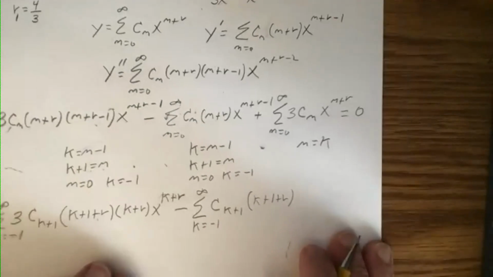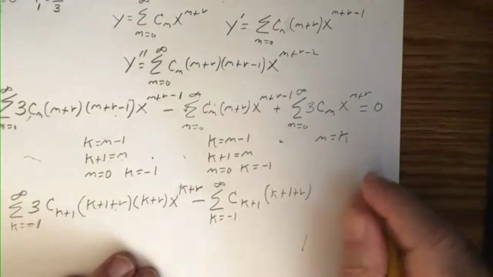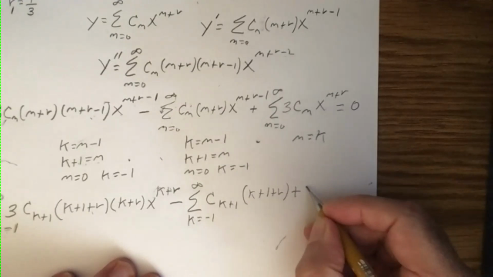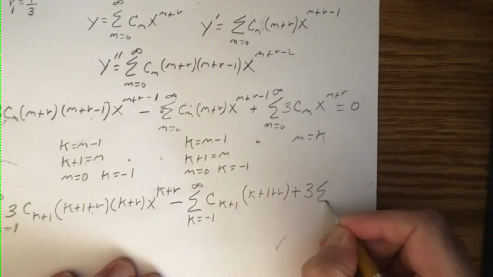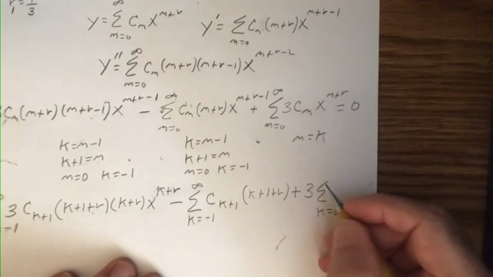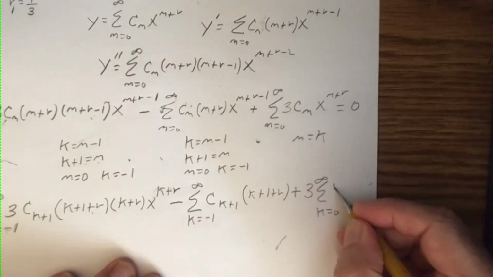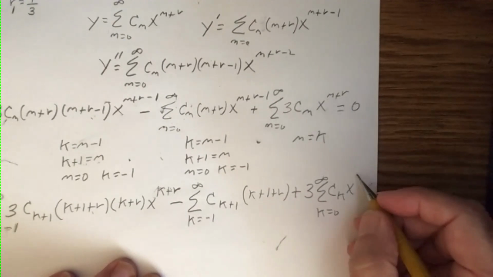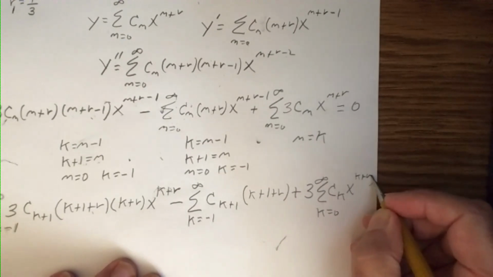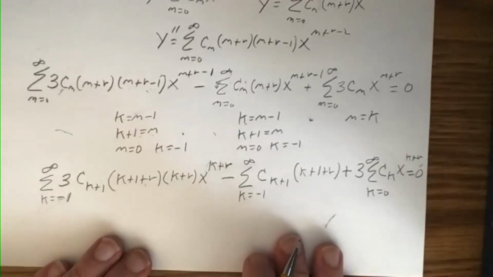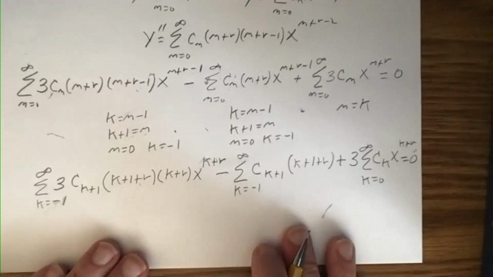And now here, finally, I'll move it back over, but here now this is going to be plus 3 summation. Now K is going to start from 0. I'll make it N is equal to K. So it's going to be 3, and then this is K, and then this is X to the K plus R. And this is equal to 0. Okay, so far so good.